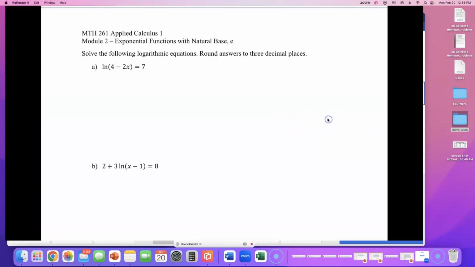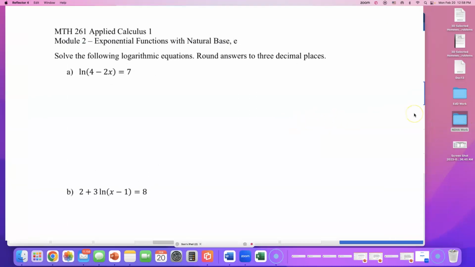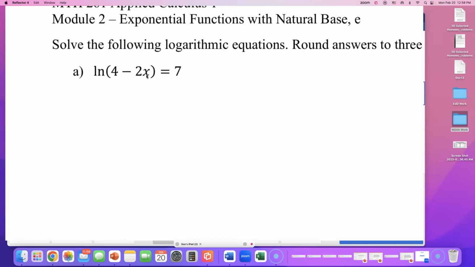Let's solve some log equations on page 75. So I have natural log of 4 minus 2x equals 7. Now, in order to get this log argument out, we need to rewrite it in exponential form.